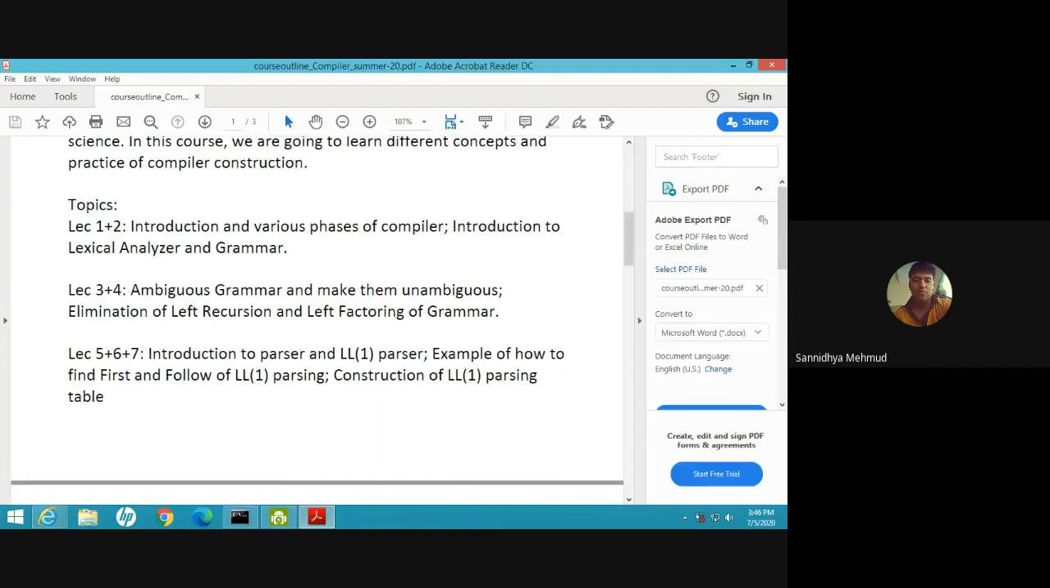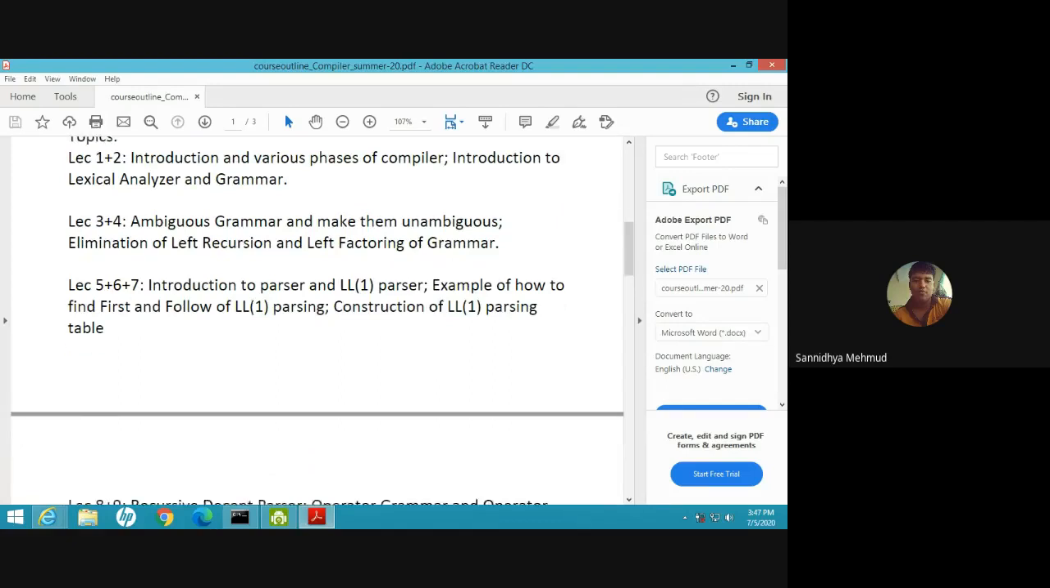Lectures 1 and 2, we are going to introduce the various phases of a compiler. We are going to introduce the lexical analyzer and grammar. Then lectures 3 and 4, we will start with grammar, context-free grammar. We are talking about ambiguous grammar, what it is, and how to make it unambiguous. Then we are going to eliminate left recursion of a grammar. It is a special aspect of context-free grammar, and it is very important to eliminate left recursion. Then we are going to talk about left factoring of grammar. That is also another important aspect of context-free grammar.